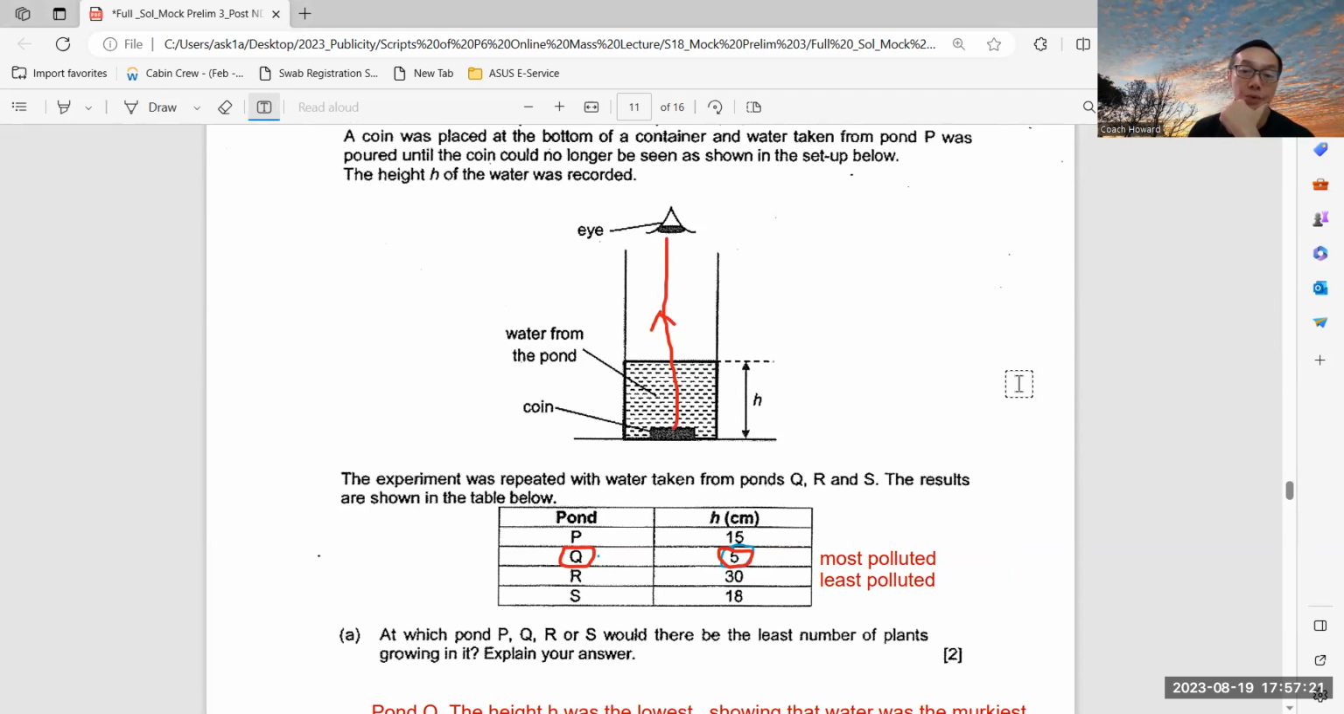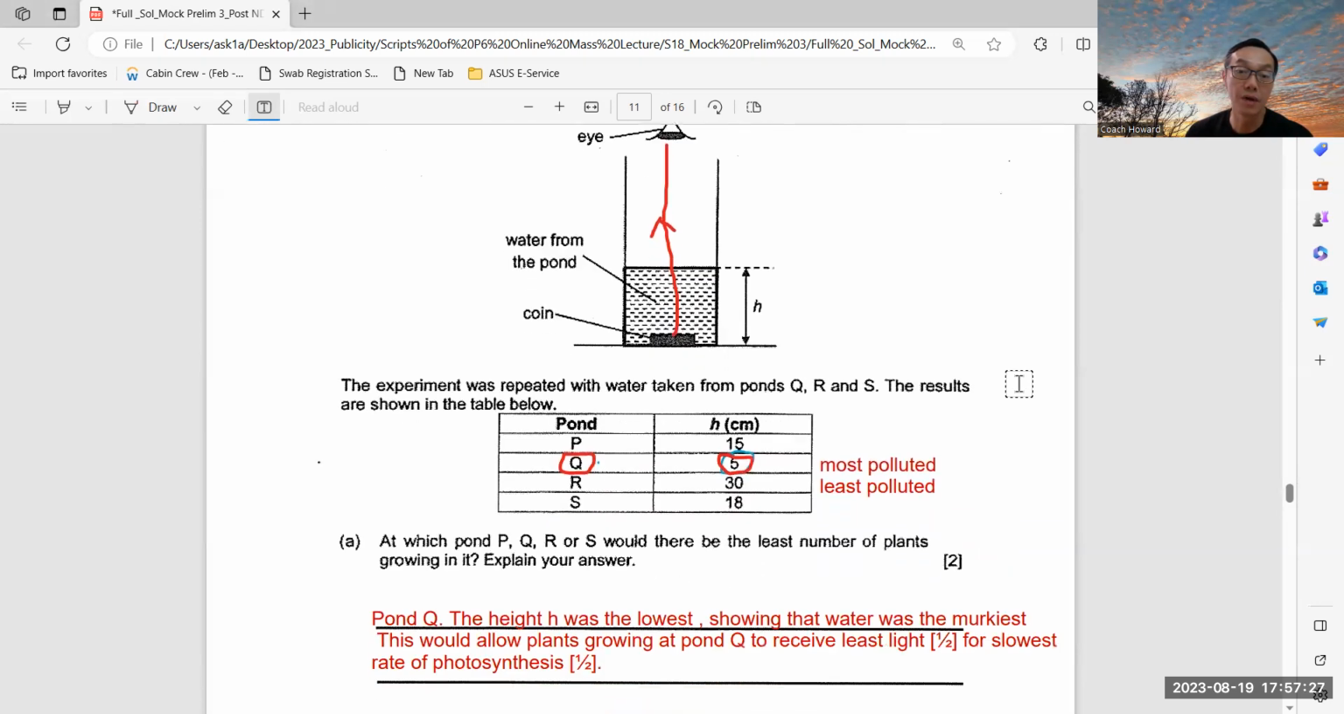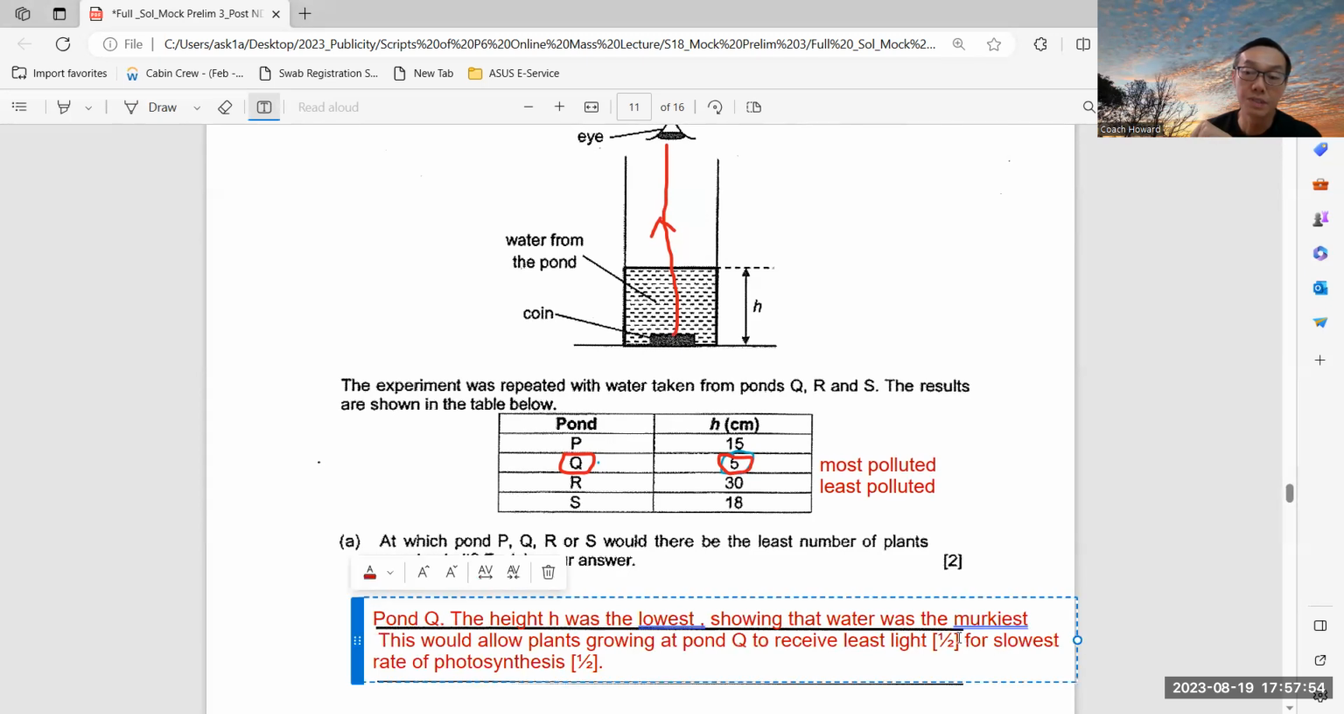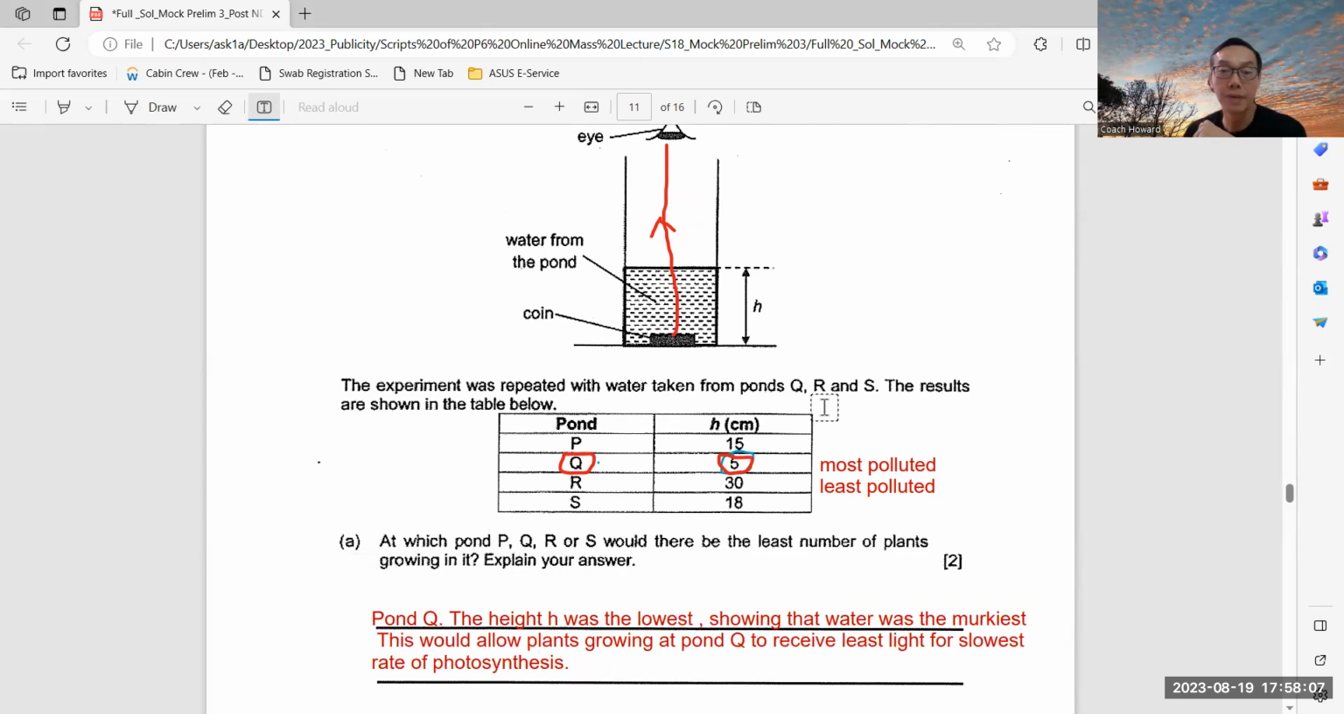So they say, at which pond would there be the least number of plants living in the pond? So, of course, it's Q. Then you must explain. It's a 2 mark question. The height H was the lowest, showing that the water was the most murky, or can say most polluted. This would allow plants growing at pond Q to receive least light. I put a half mark to indicate there's half mark: least light for slowest rate of photosynthesis. To show you the marks allocated. So you answer by saying this.